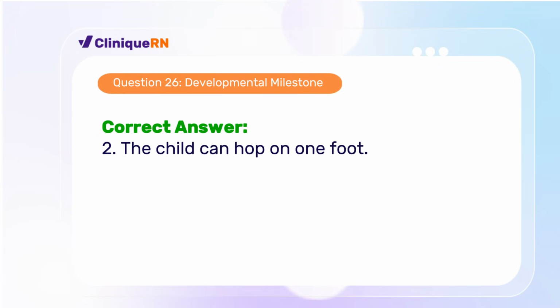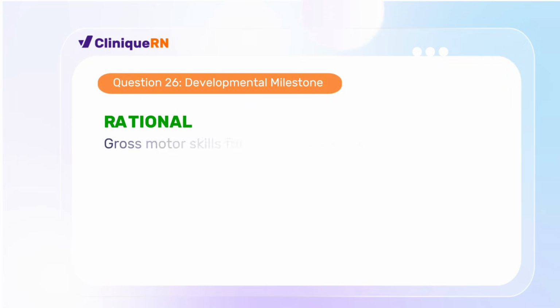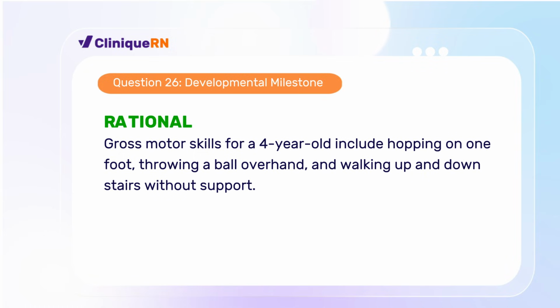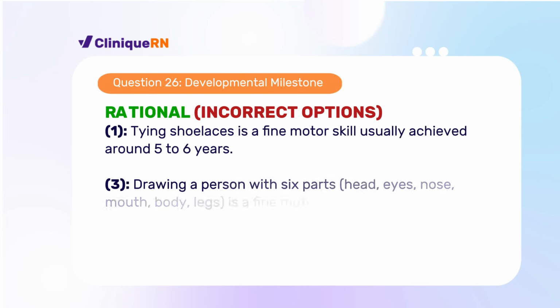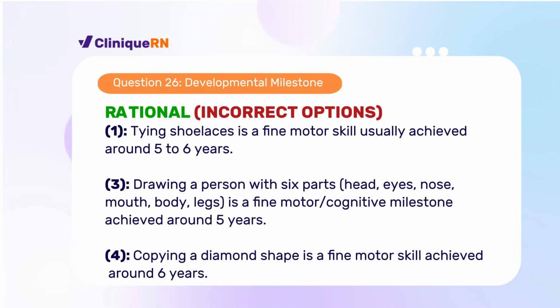The correct answer is 2. The child can hop on one foot. Rationale: gross motor skills for a 4-year-old include hopping on one foot, throwing a ball overhand, and walking up and down stairs without support. Incorrect options: 1. Tying shoelaces is a fine motor skill, usually achieved around 5 to 6 years. 3. Drawing a person with 6 parts, head, eyes, nose, mouth, body, legs, is a fine motor and cognitive milestone achieved around 5 years. 4. Copying a diamond shape is a fine motor skill achieved around 6 years.